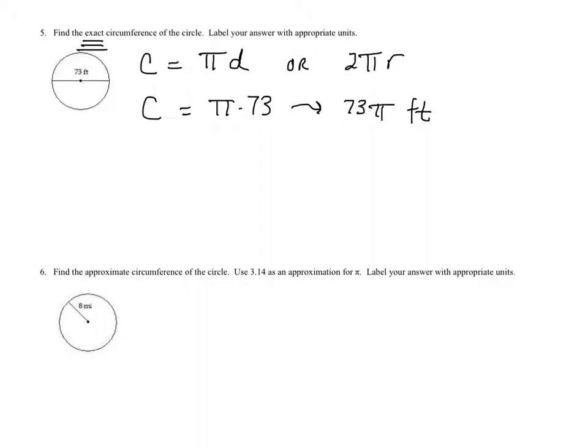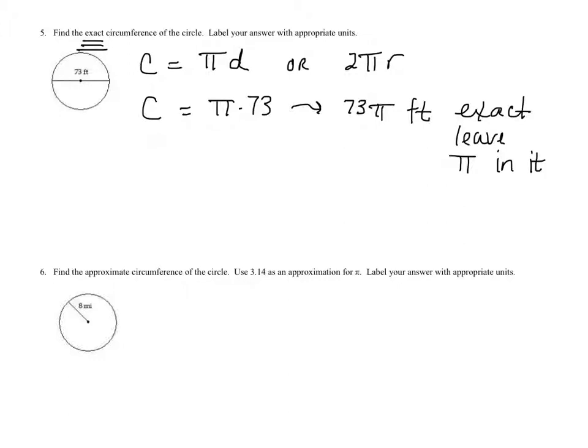Okay. If we want, so this is exact, you guys. Leave pi. Okay? We do no approximating. If I wanted to approximate, I could multiply pi times 3.14 and get a nice approximation for this. And that's what we'll do in the next example. Find the approximate circumference of the circle. Use 3.14 as an approximation for pi. Label your answer with appropriate units.